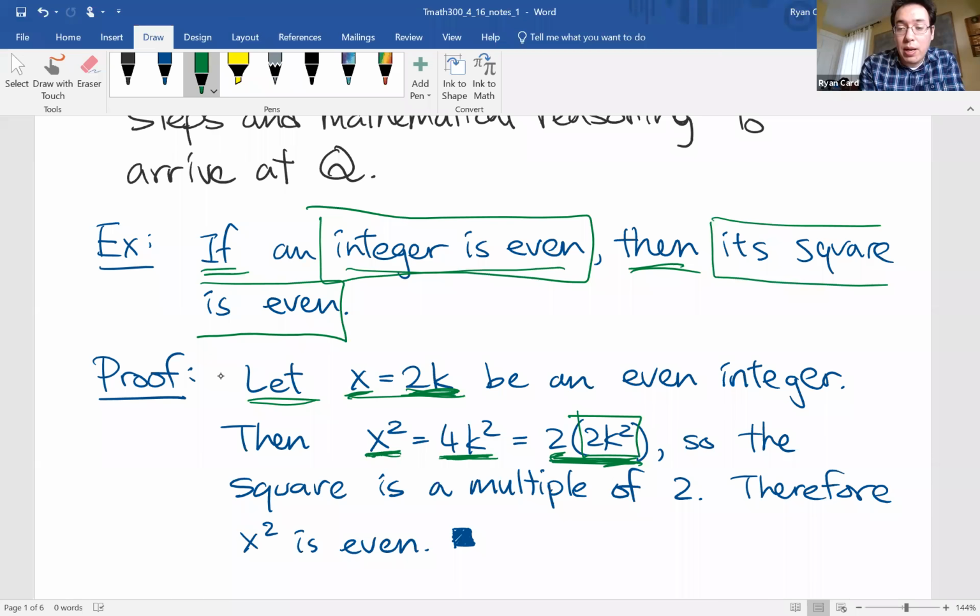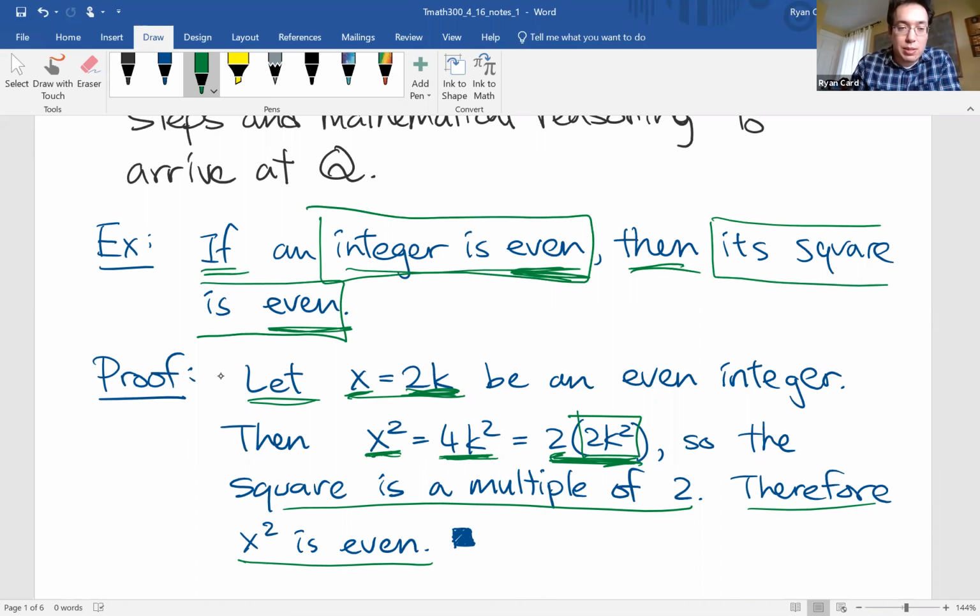So I've rewritten it so the square is a multiple of 2, and that's another way of saying it's an even number. So x squared is an even number, and that's the end of the proof. So we just took the hypothesis that's given and manipulated it to get to the consequence of that implication. I hope that made sense.